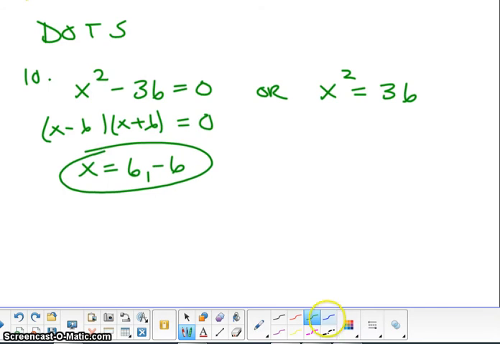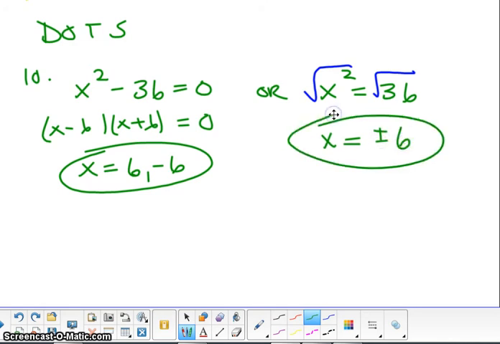Now another method that you might remember is if they are separated by the equal sign, we can take the square root of both sides. And when we do that, we always have to remember taking the square root of both sides is going to lead to 2 answers, the plus or minus. So you can pick which way you like best.